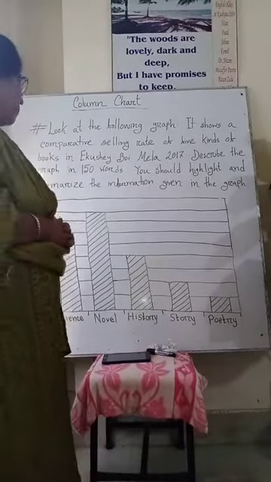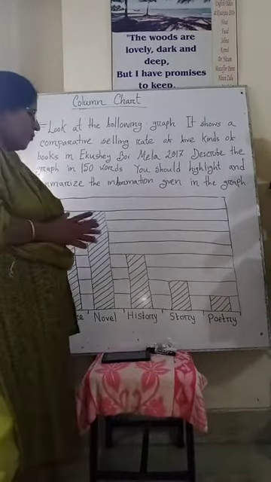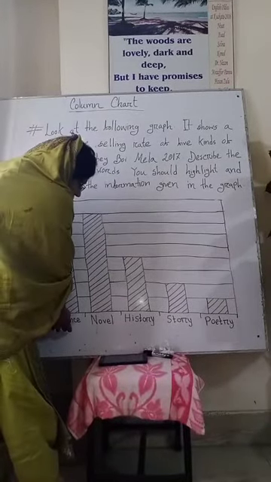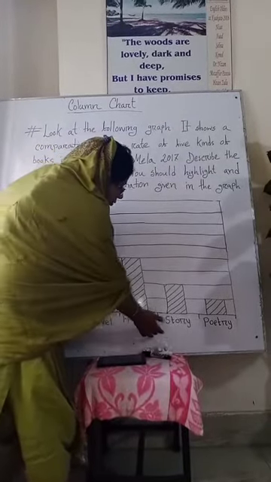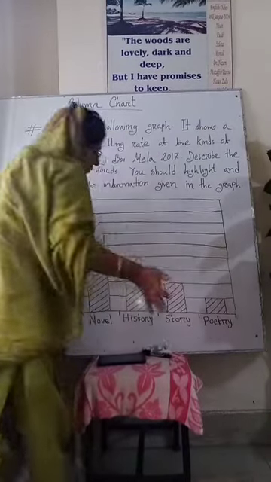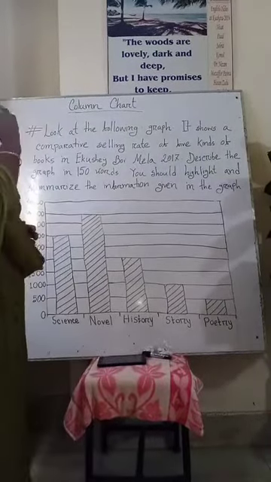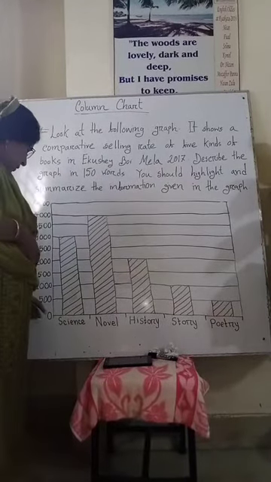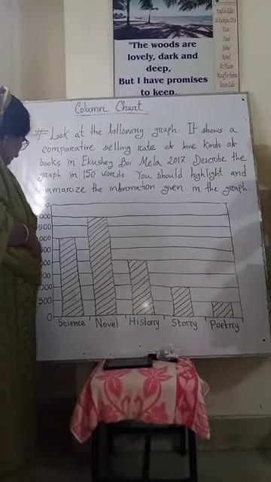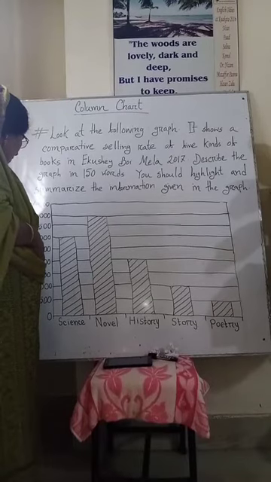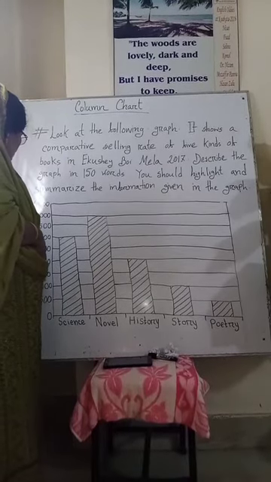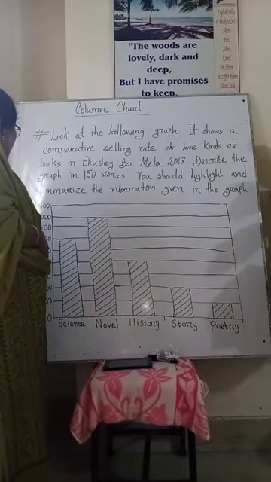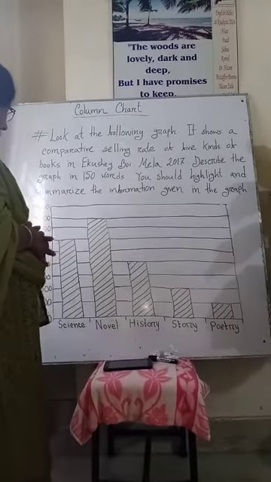Graph as usual. Dear learners, here we find 5 kinds of books. Look, science book, novel, storybook and poetry. 5 kinds of book are selling in the 21 book fair. Here I find 0, 500, next 1000, 1500, 2000, 2500, 3000, 3500, 4000 and 4500.